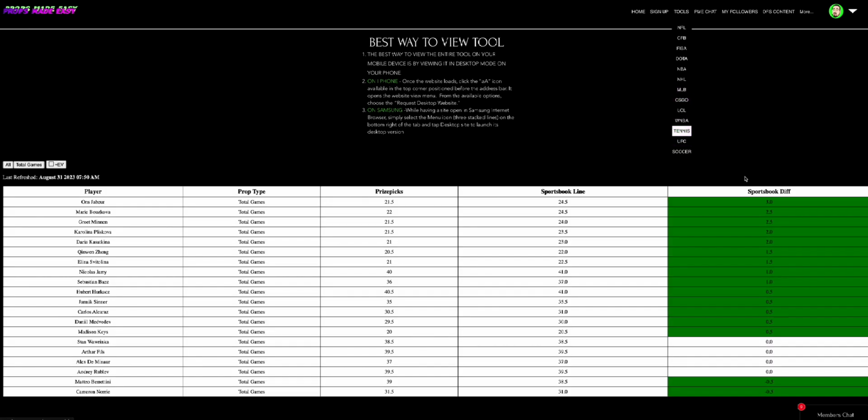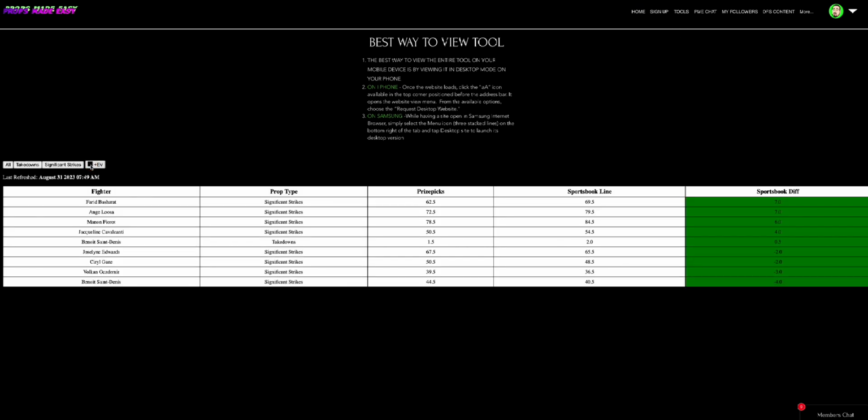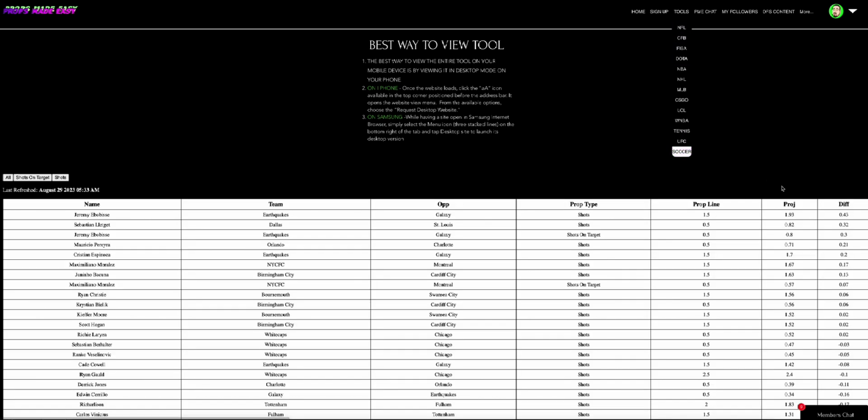For tennis, over on Anj Jabor, and then Greet and Marie are both solid options for the overs as well. UFC early plus EV that we have available is over on Significant Strikes for Fareed and Anj. They're both 7 sportsbook differentials, so those are very good plus EV spots on those two. And then for soccer, we are going to update the tool as soon as we get off here. So watch out for soccer as well.